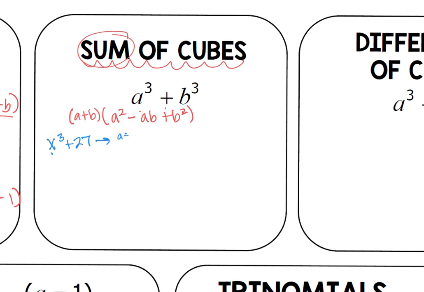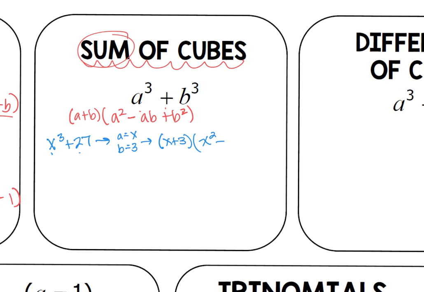So a is equal to x. The cube root of 27 is 3. So our b value is 3. And now we'll plug them into this pattern for factoring. So a plus b will be x plus 3. Then we have our a value squared, so that's x squared.